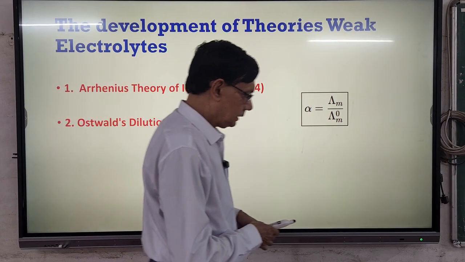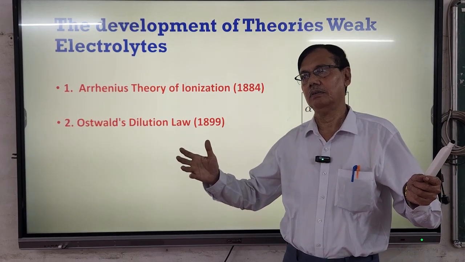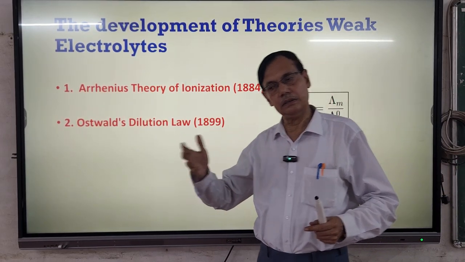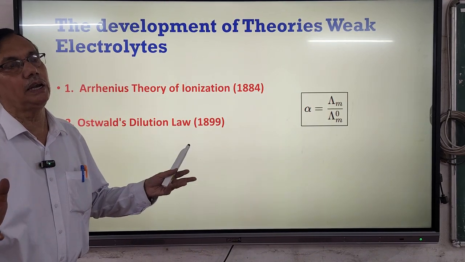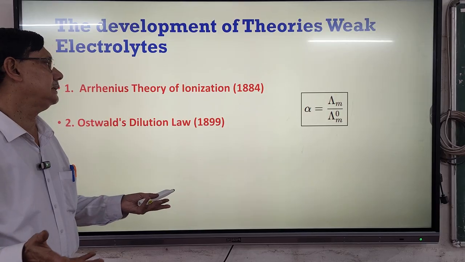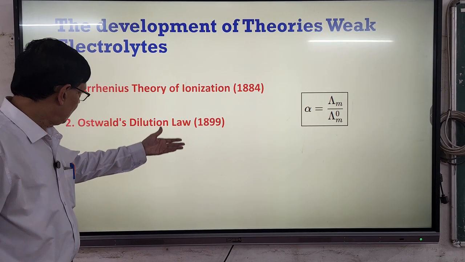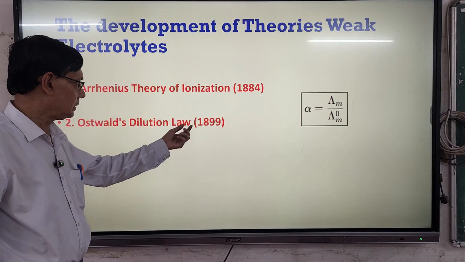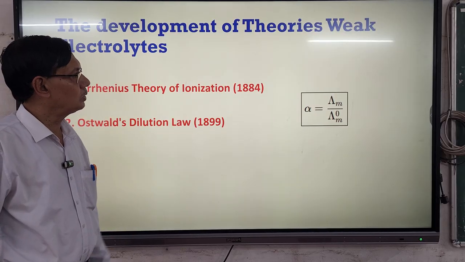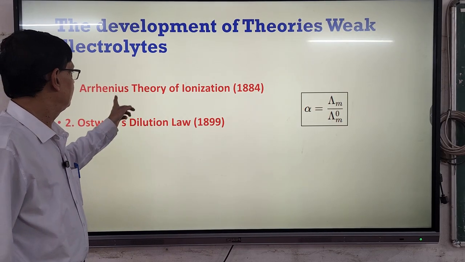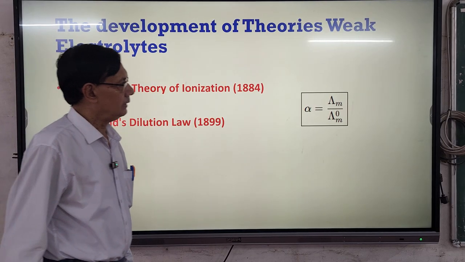Now, as you know, there are two types of electrolyte. One is the strong electrolyte, another is the weak electrolyte. And today I am concerned about the theories of the weak electrolyte, like acetic acid. So, of course, he derived this equation in 1899, but before that Arrhenius also discussed this theory of ionization or sometimes the dissociation.